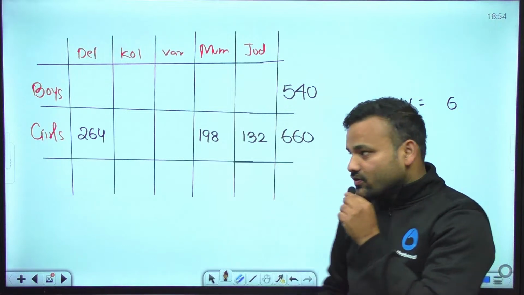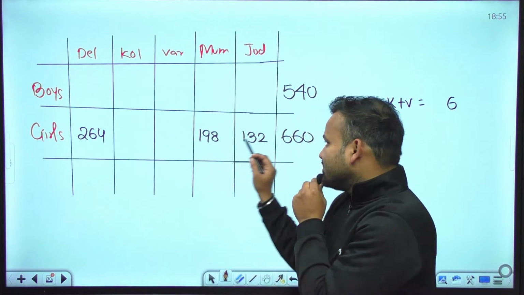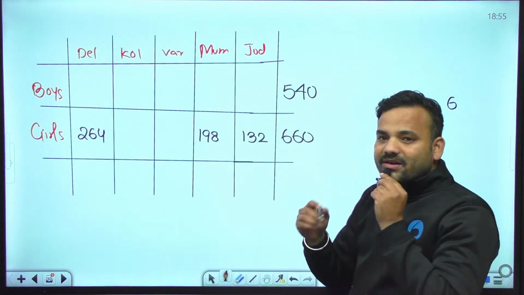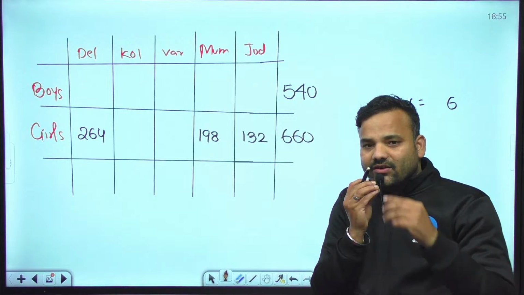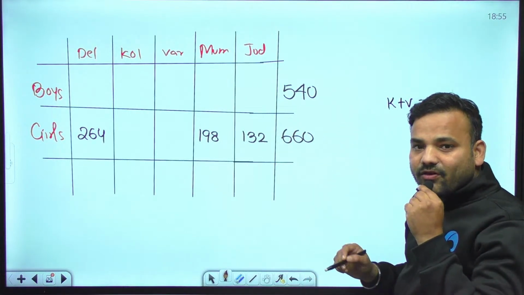So satisfy the unit place. This is 4 and this is 8. 8 plus 4 is 12. 12 plus 2 is what? 14. What should be added to 14 to get 0 over here? So 14 plus 6. 14 plus 6 is 20. 20 means 0. Okay. Now we have a carry forward of 2.